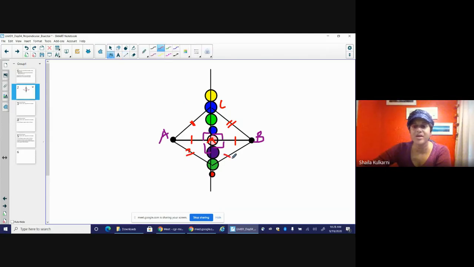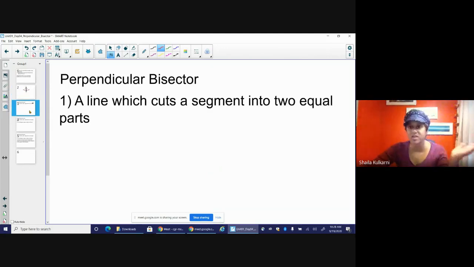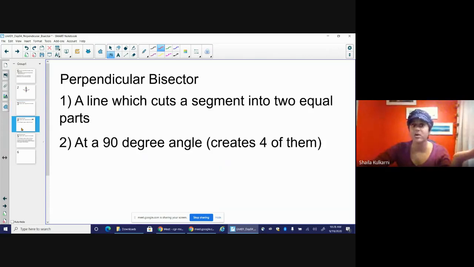So those are the three things about perpendicular bisectors. Number one, it's a segment or a line that cuts another segment into two equal parts. Okay. Number two, it forms a right angle. And we could see that there was really just four right angles. Because it's on a straight line, if this is 90, then this is 90, then this is 90, then this is 90, right?